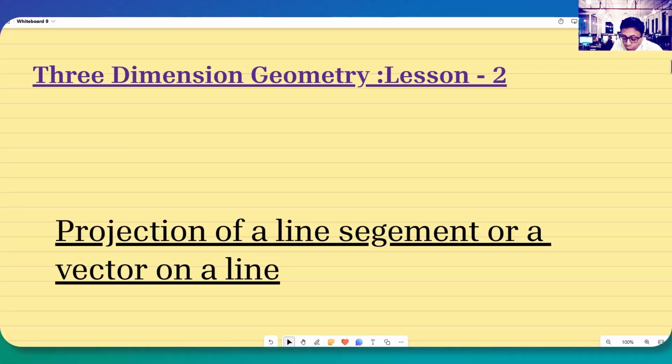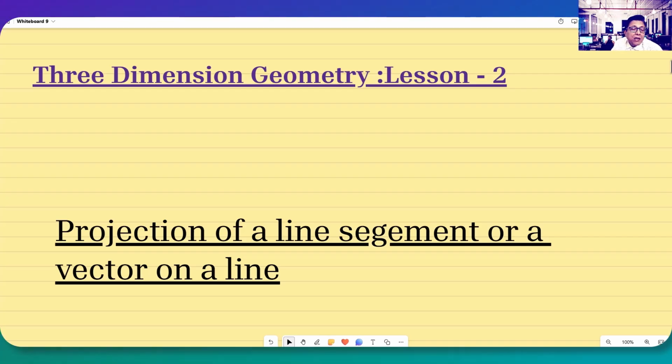Everyone, hope you have started thinking about three-dimensional geometry of your class 12 syllabus. Whatever you have done in the previous session, that you must have gone through. If you have not seen it yet, please go through the previous video, that is the introduction of three-dimensional geometry, where I have explained the concept of direction ratios and direction cosines and angle between two lines mainly.